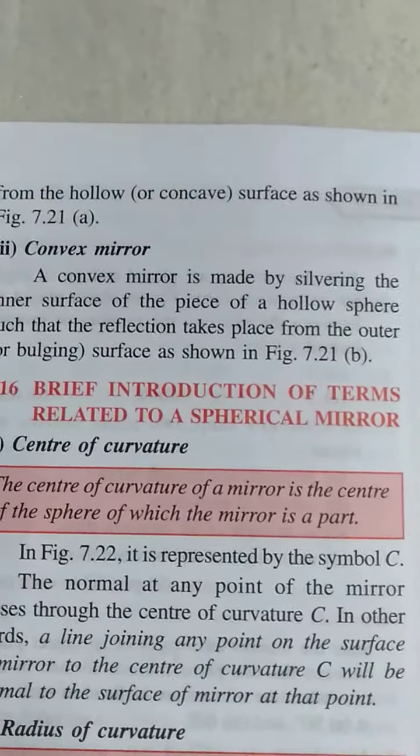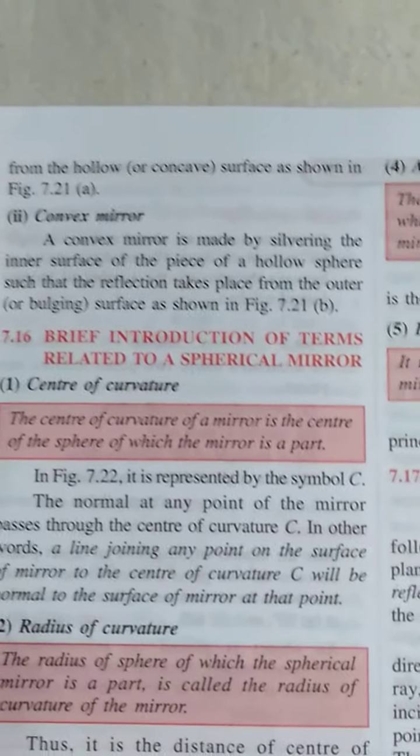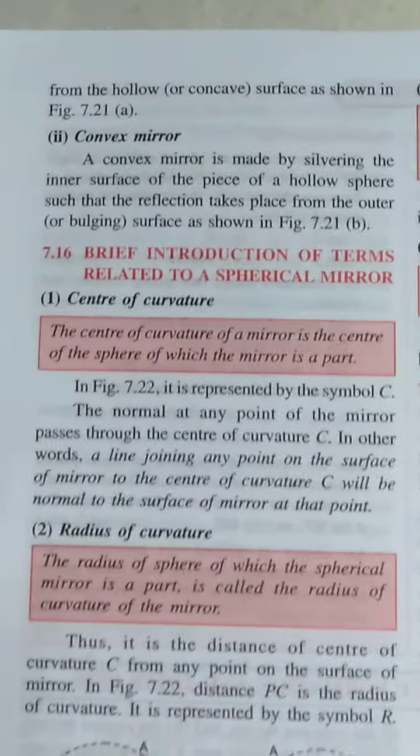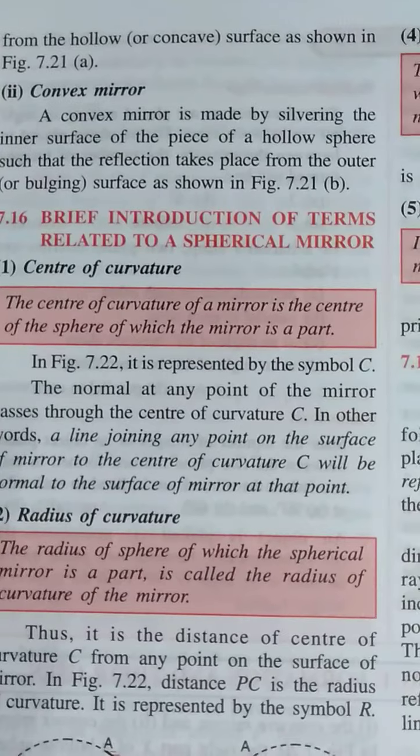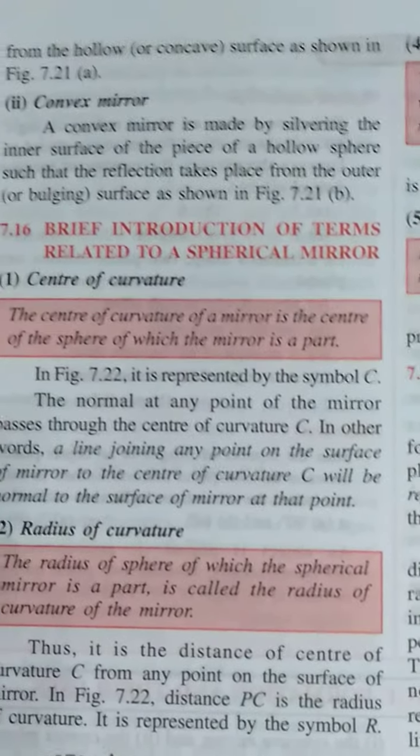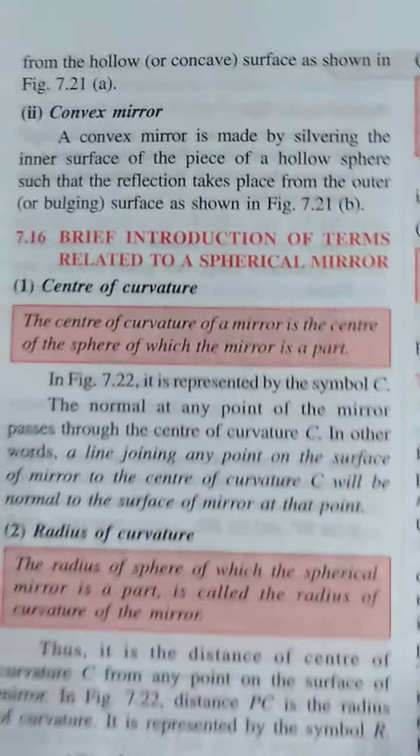Okay. Now, concave mirror. How do we make a concave mirror? We will take a piece of spherical glass and silver the inner surface. Okay, then it will become a concave mirror.